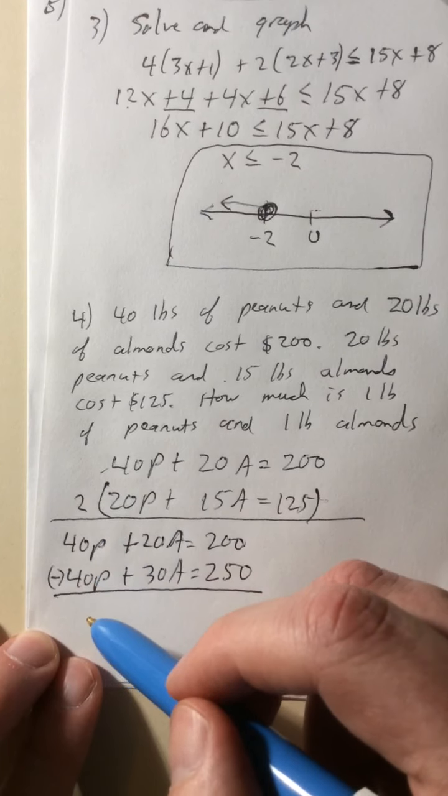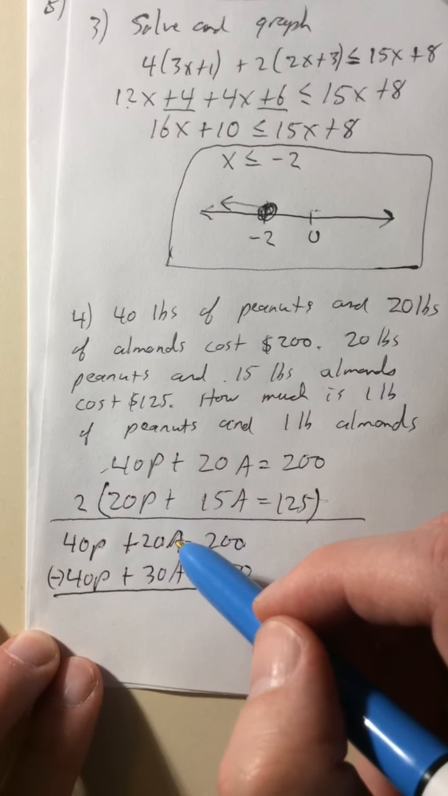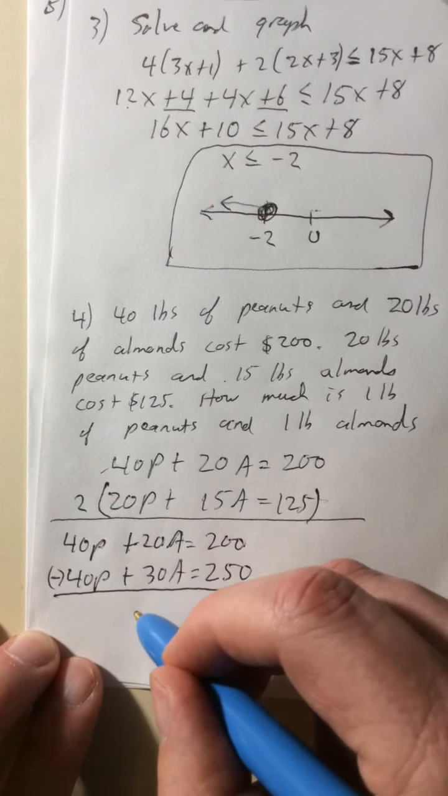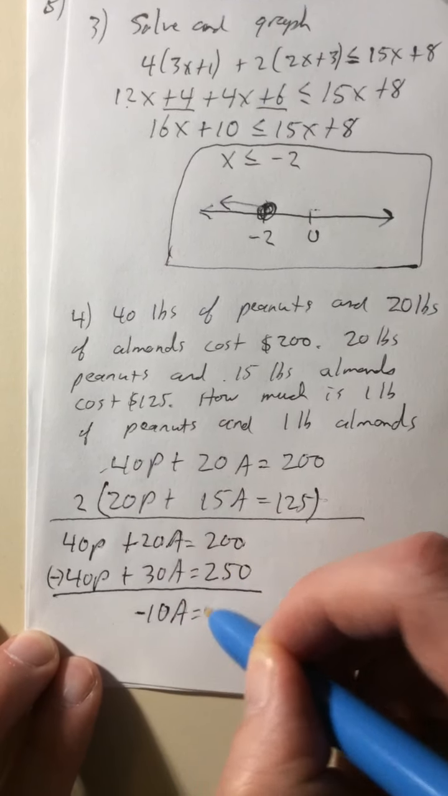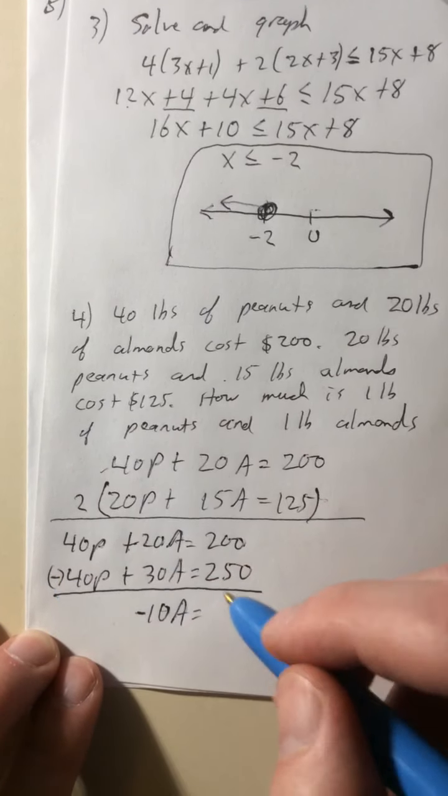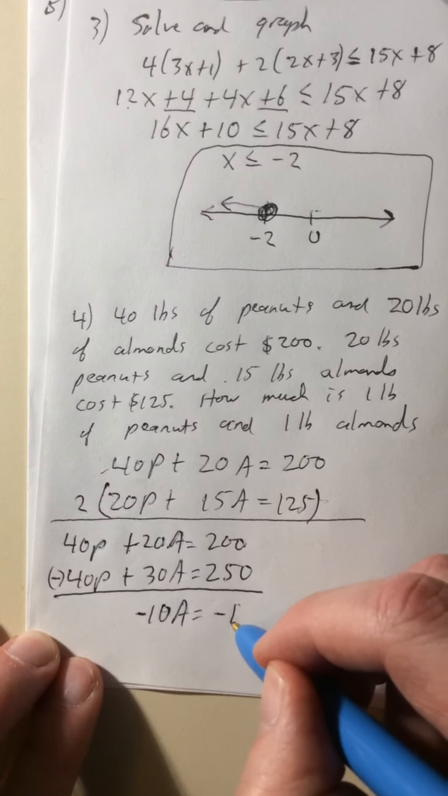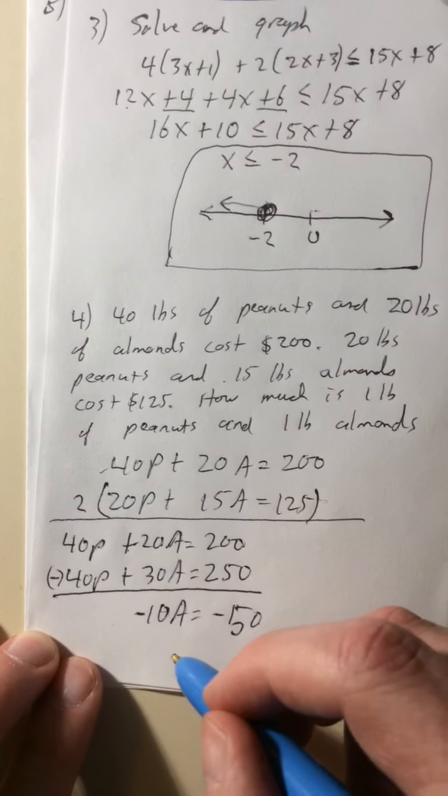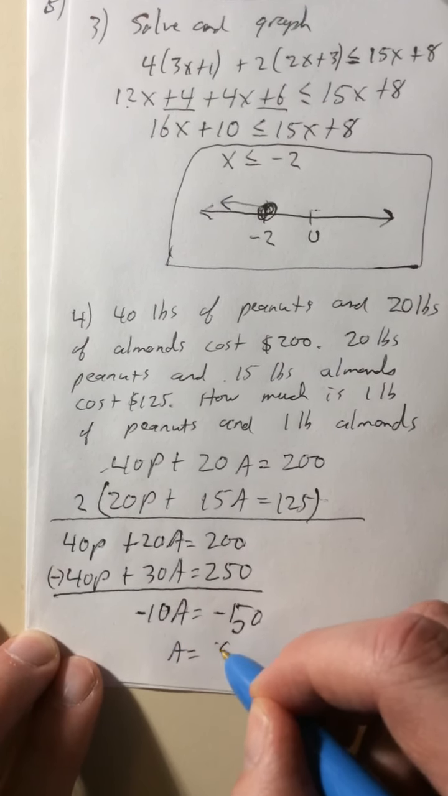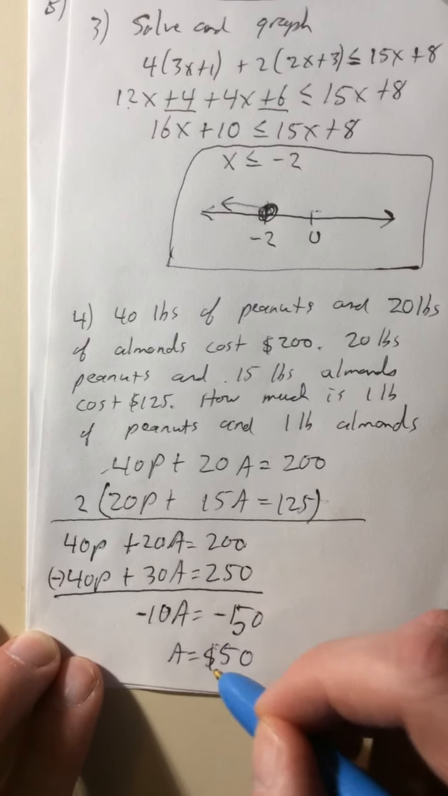So 40p minus 40p, no p. And then 20a minus 30a is negative 10a. And 200 minus 250 is negative 50. Divide by negative 10, so almonds cost $5 per pound.